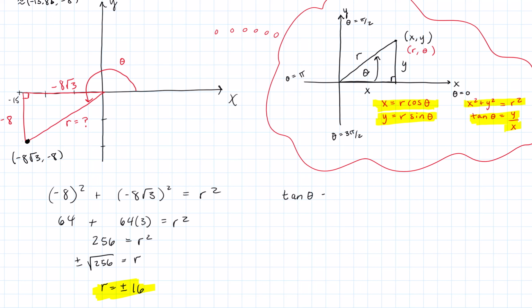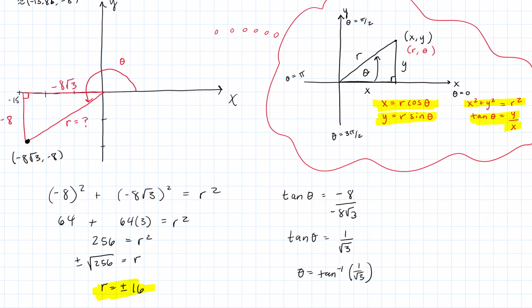So the tangent of theta is equal to x over y. I think I just said x over y, but it's actually y over x. So the tangent of theta is negative 8 over negative 8 root 3, which of course gives us tangent of theta is equal to positive 1 over root 3. So theta is equal to the inverse tangent, or we're looking for the angle whose tangent is positive 1 over root 3.